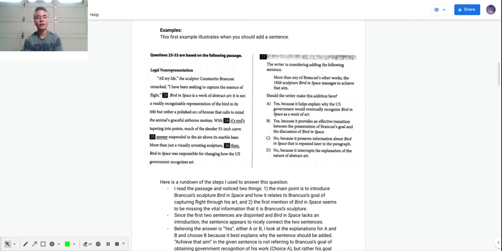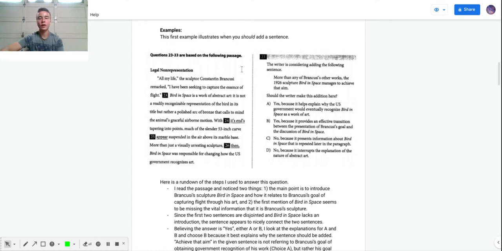So the first sentence, it's talking about how Brancusi discussed his goal of capturing the essence of flight through his art. And then the second sentence talks about Bird in Space, which is a sculpture of a bird, but it also talks about how it relates to Brancusi's goal of capturing the essence of flight. So, as I said earlier, for purpose, you should look at the purpose of the sentence and the passage to make sure that it doesn't go off topic.